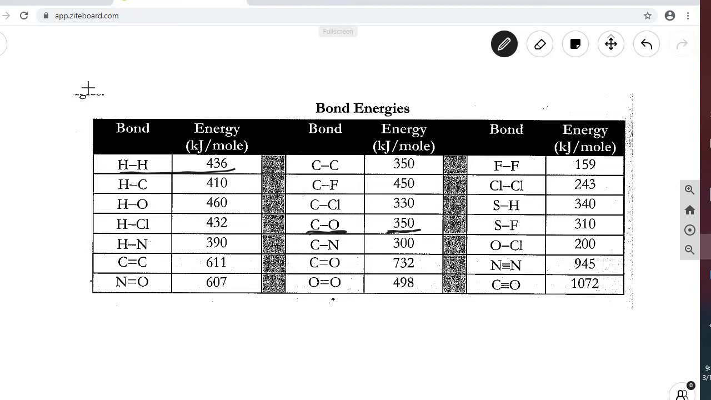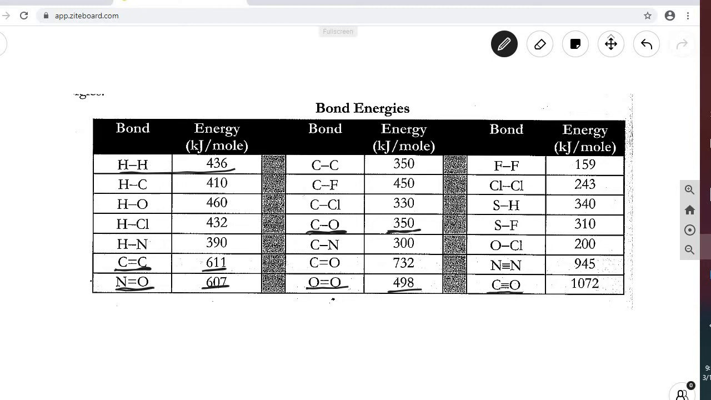And then I mentioned double and triple bonds. So here's a carbon double bond. A carbon double bond takes 611 kilojoules per mole. Here's a nitrogen-oxygen double bond. It takes 670 kilojoules of energy to break 1 mole of that substance. Here's an oxygen double bond, 498. And then we have some triple bonds.